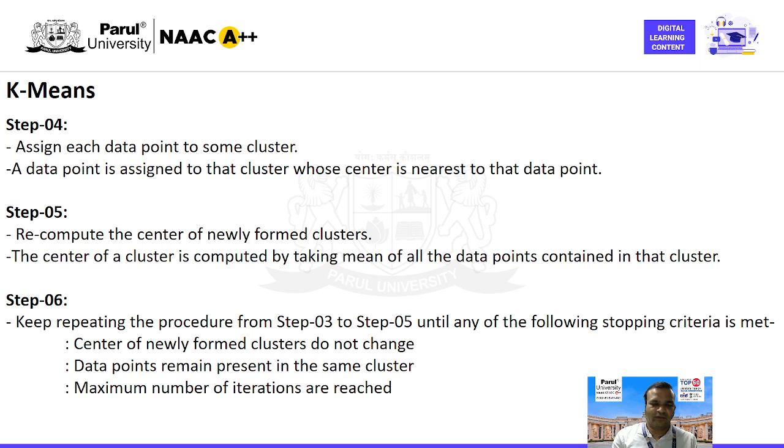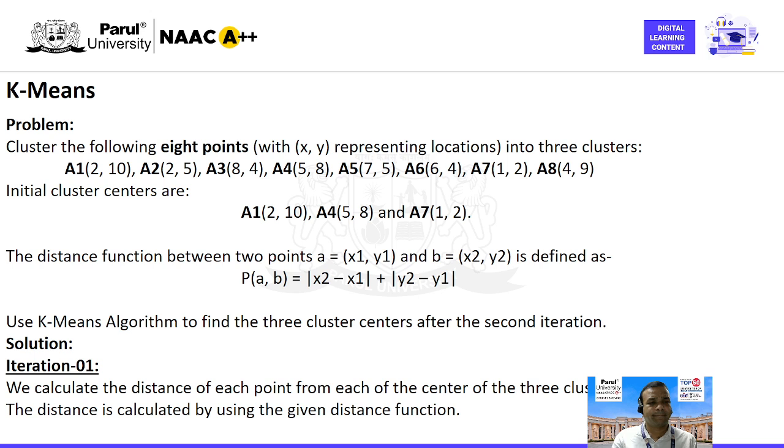All these points we will implement in one of the examples, so it will be easy to understand what is going on here. So let's take an example to understand all these steps. What is the problem here? Cluster the following 8 points. There are 8 points: A1, A2, A3, A4, A5, A6, A7, A8.